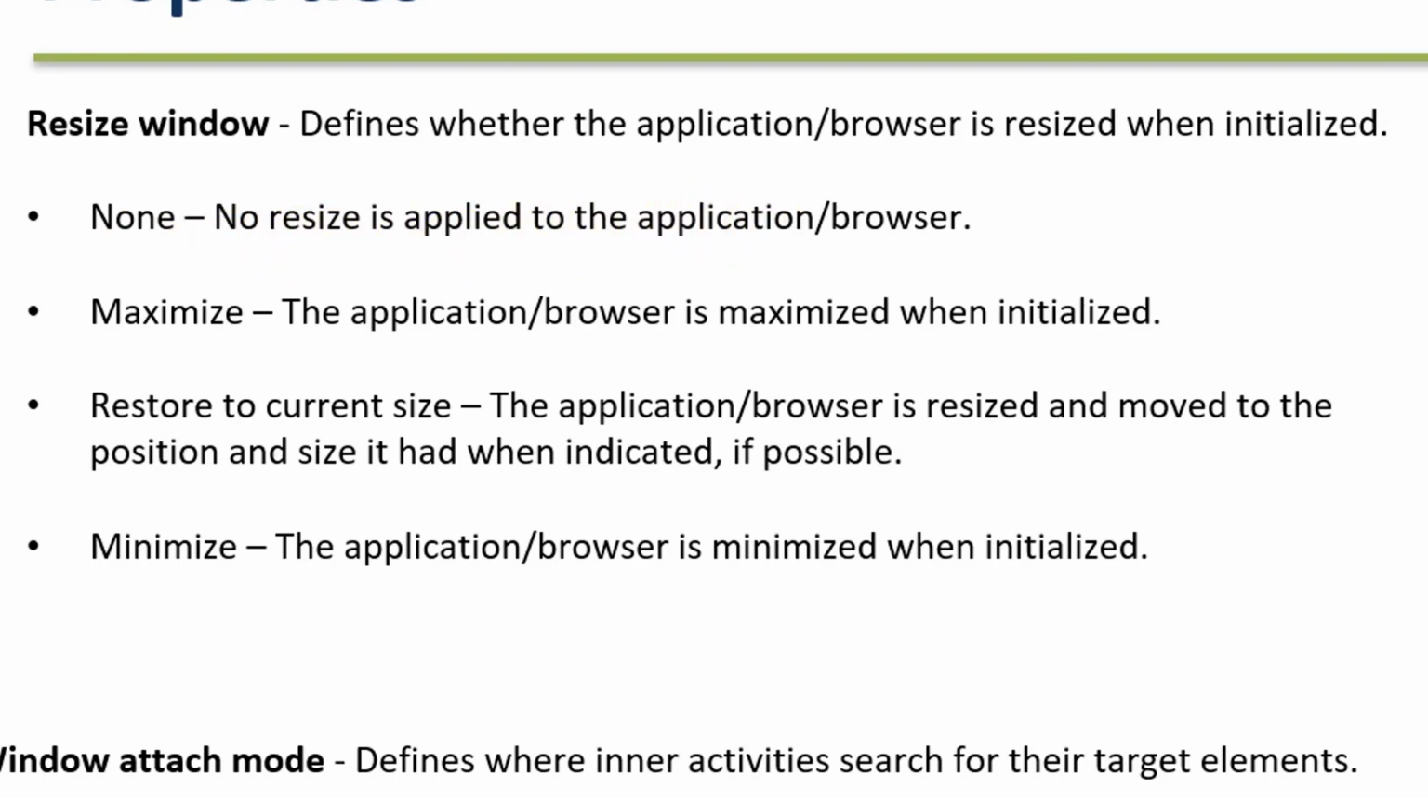While automating, the first time when you opened Notepad, it was a very small window. So if you select the option restore to the current size, when it is doing the automation, UiPath will try to put that Notepad in the same size. If you select none, then nothing happens. Maximize will maximize. Minimize will open the application in minimize mode. All these settings are available here, under Resize Window.